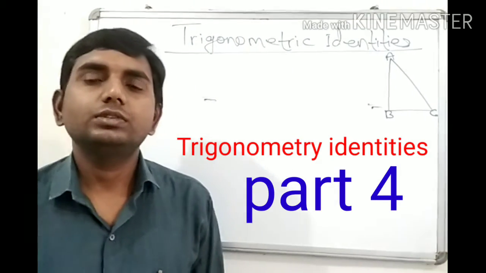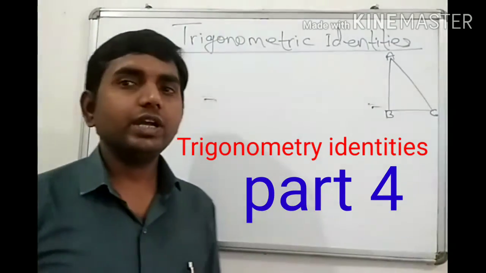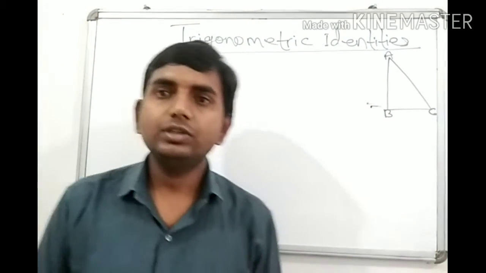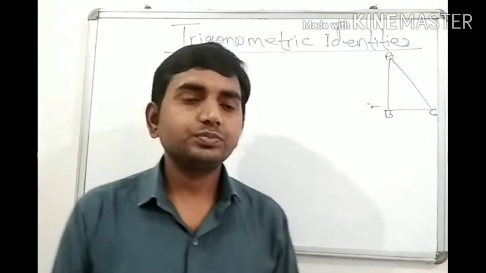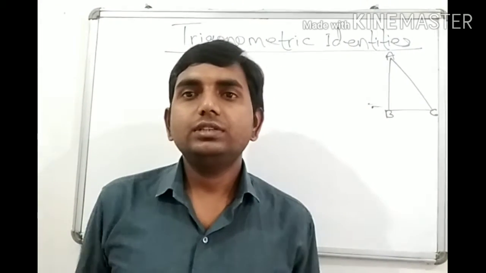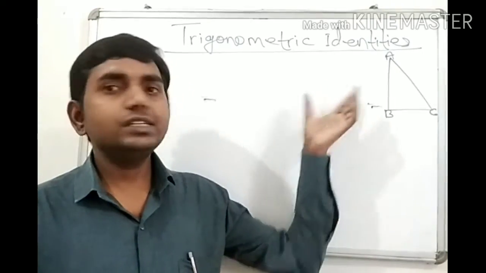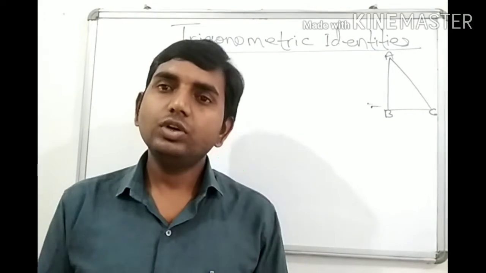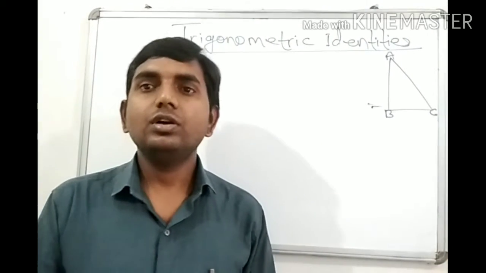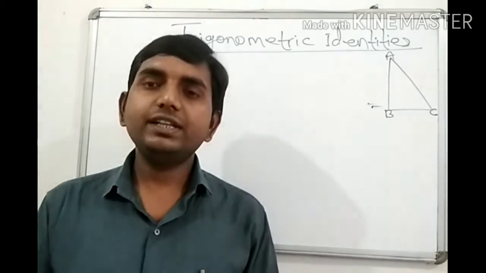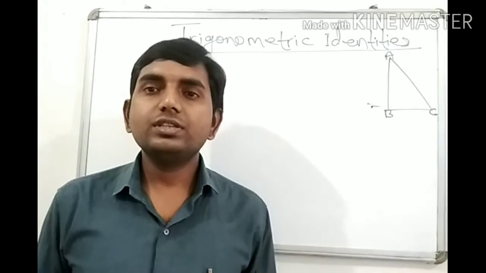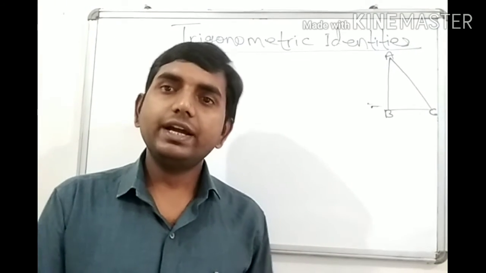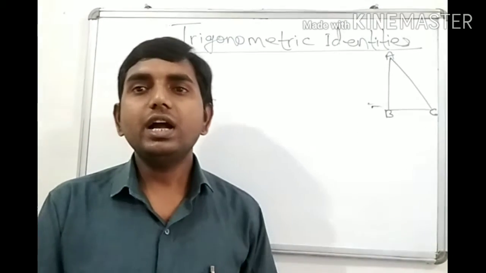Hello students, in this video we are going to study trigonometry identities. We know that an identity indicates an equation. Here we have a trigonometry identity, so it also indicates an equation. We can define trigonometry identities: an equation which involves trigonometry of an angle is called a trigonometry identity.